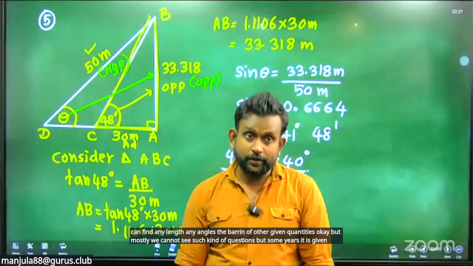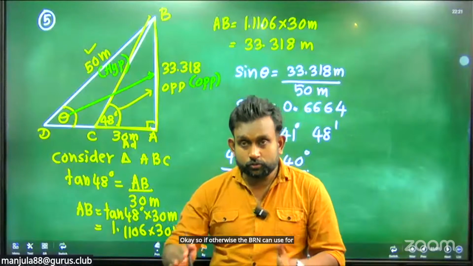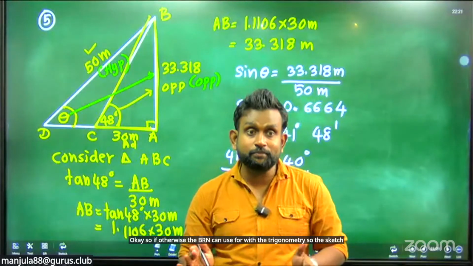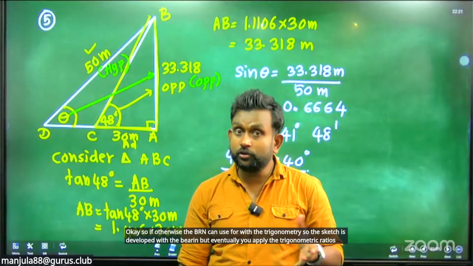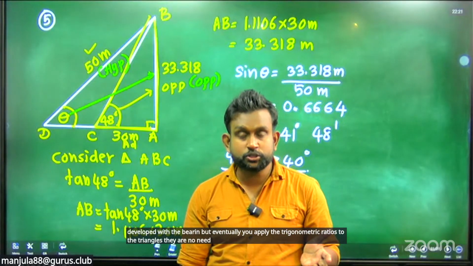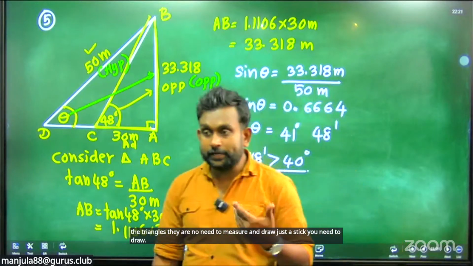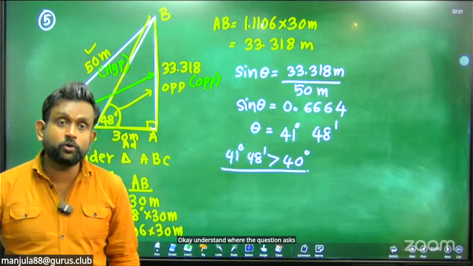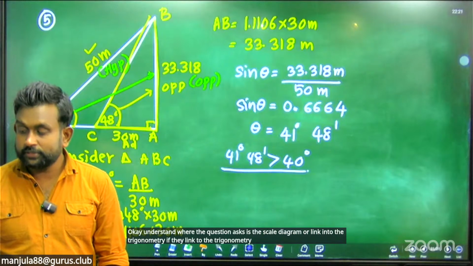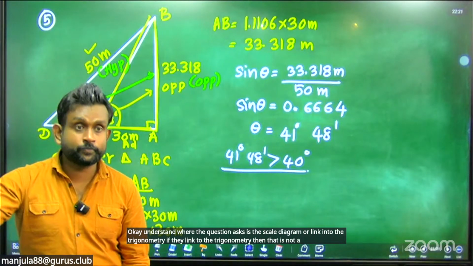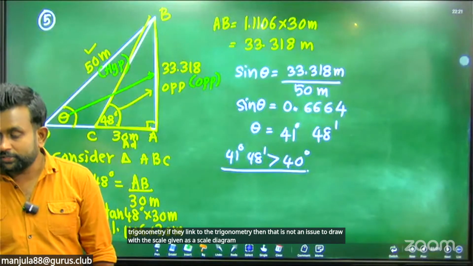Otherwise the bearing can be used with trigonometry. The sketch is developed with the bearing, but eventually you apply the trigonometric ratios to the triangles. There is no need to measure and draw, just a sketch you need to draw. Understand whether the question asks for a scale diagram or links to trigonometry. If they link to trigonometry, then it is not an issue to draw with the scale given as a scale diagram.